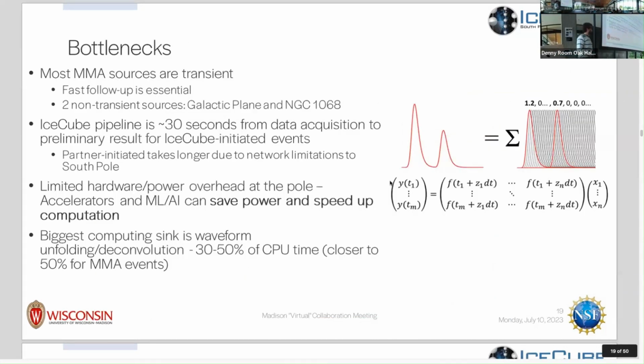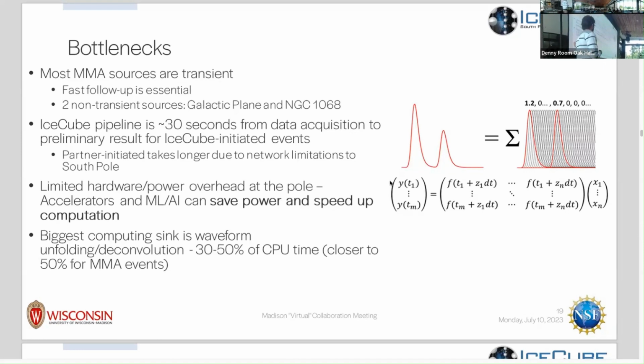Okay, so if that's one way to speed things up, what are some other ways to speed up this MMA infrastructure? Right now, it takes about 30 seconds to go from detection to sending alerts out. And actually, the biggest computational sink is this one process, waveform unfolding, which is basically just we have our voltage waveforms from the PMTs and we want to extract the photon information out of it.